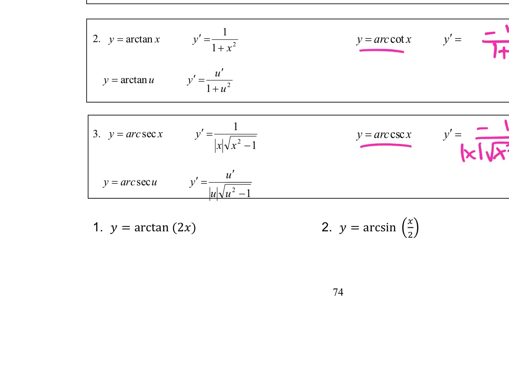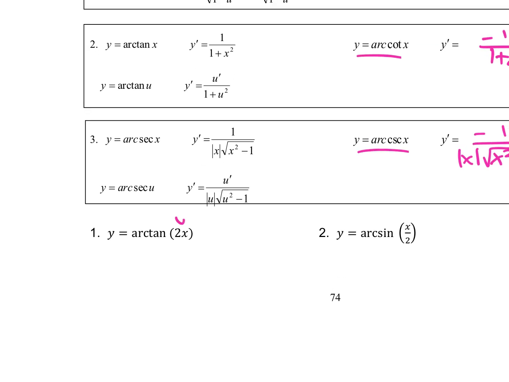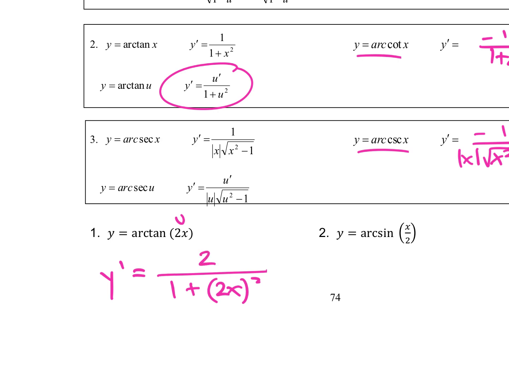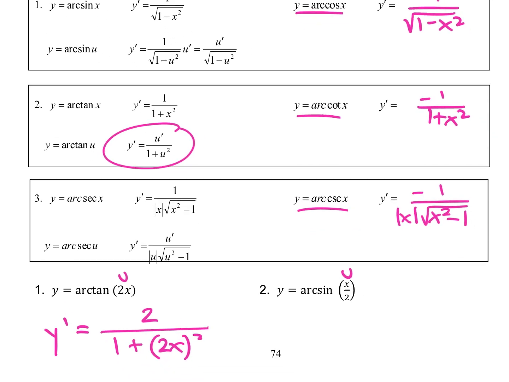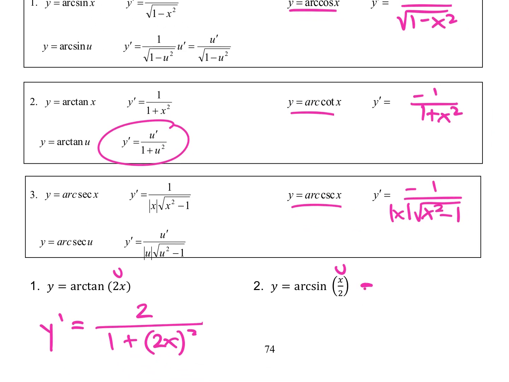So if we did the derivative of arc tangent, this is using your u formula here, where we would do u prime over 1 plus u squared. So the derivative of this would be over 1 plus the 2x all squared with the u prime, the derivative of the 2x, on the top. Same thing for arc sine here. Your u in this case is x over 2. So your formula for this one tells you it's u prime, so the derivative of x over 2 is 1/2, over the square root of 1 minus x over 2 all squared.